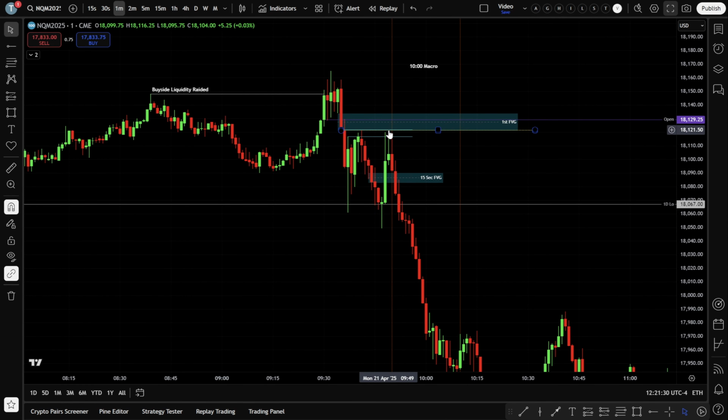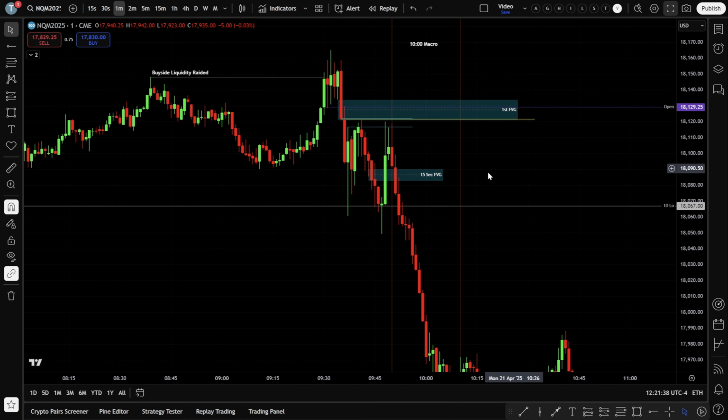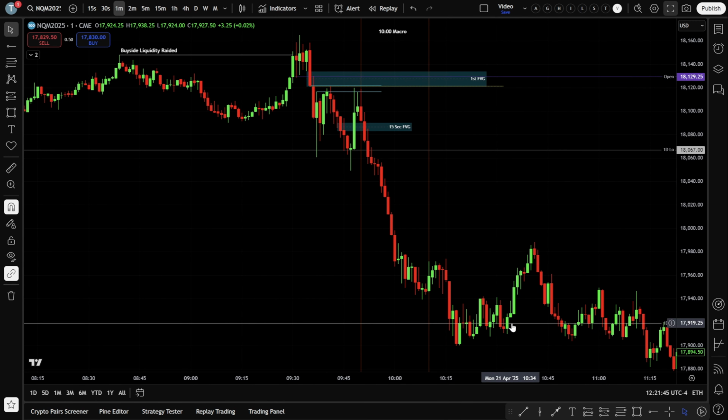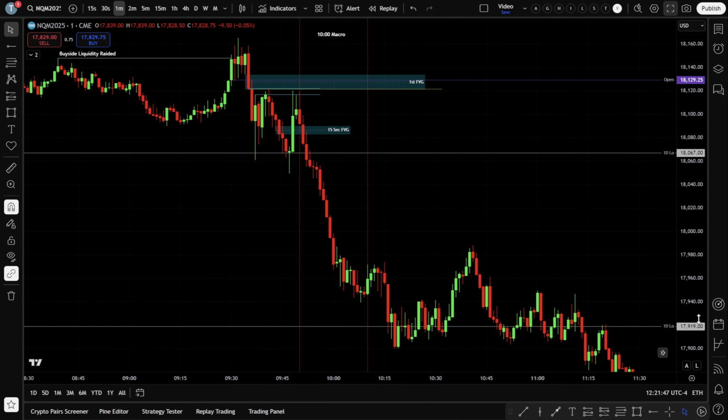And when we hit this right here at 9:50, the start of the 10 o'clock macro, it's going to be the best time for us to be looking to take our trades. So we hit it, and then price drops, and you can see this run all the way down to our daily low that I highlighted earlier.